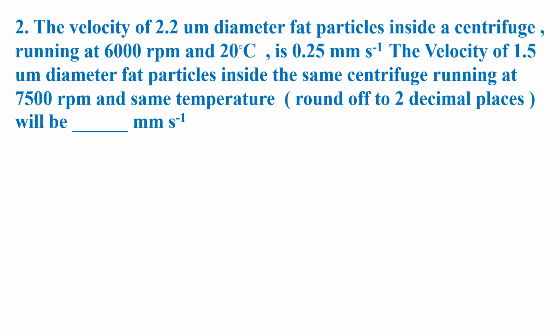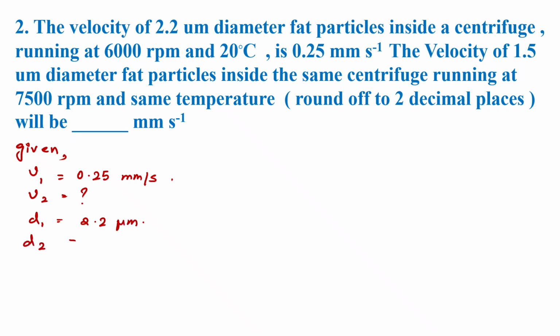We have to calculate. Now what are the things given? First one, velocity V1, that is 0.25 mm per second. V2 we have to calculate. Then diameter D1, that is 2.2 micrometer, D2 is 1.5 micrometer. N1 is 6000 rpm and N2 is 7,500 rpm.